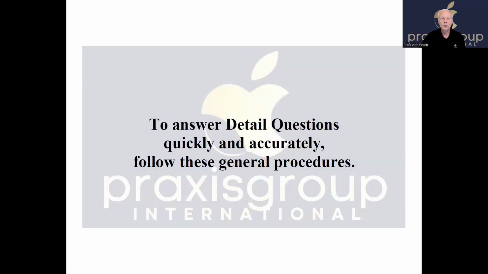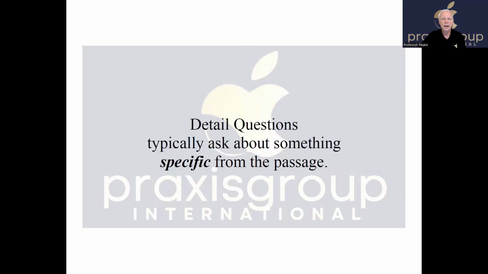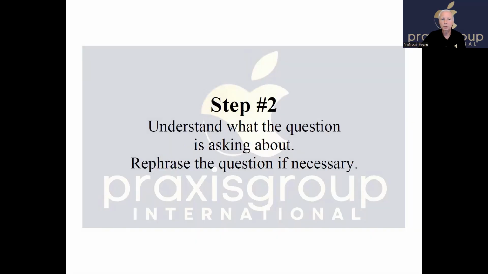To answer detailed questions quickly and accurately, follow these general procedures. Step 1. Identify the question correctly. Detailed questions typically ask about something specific from the passage. Step 2. Understand what the question is asking about. Rephrase the question if necessary.